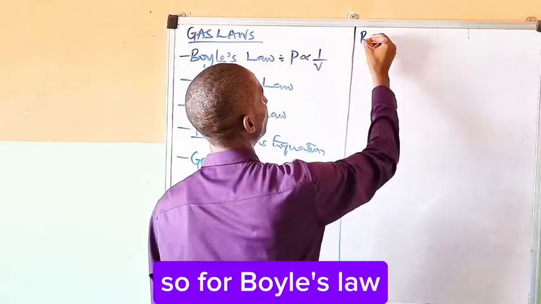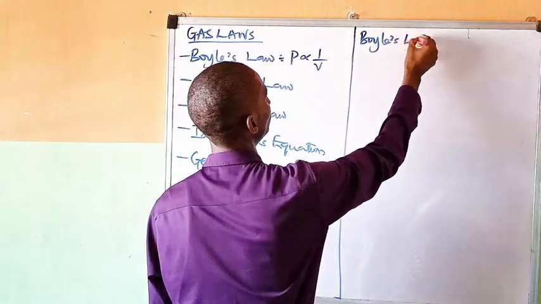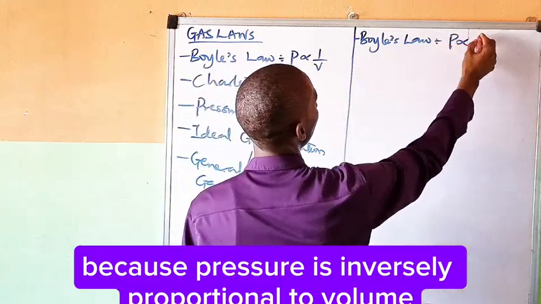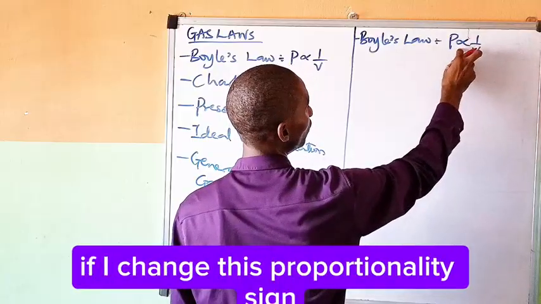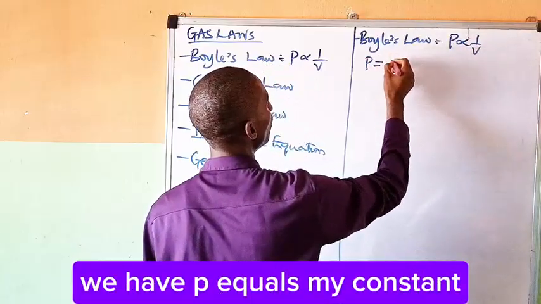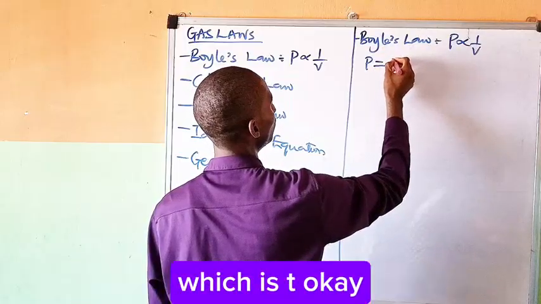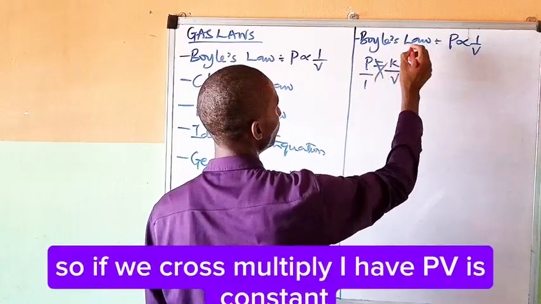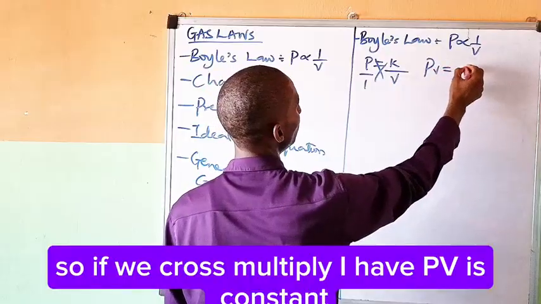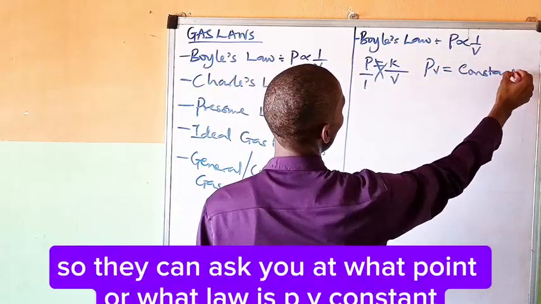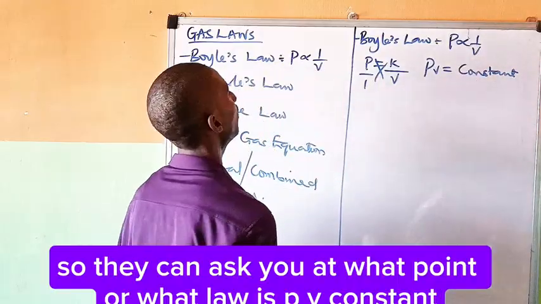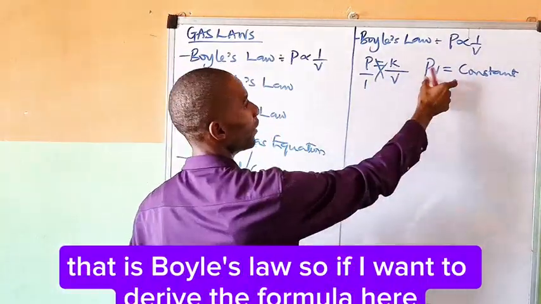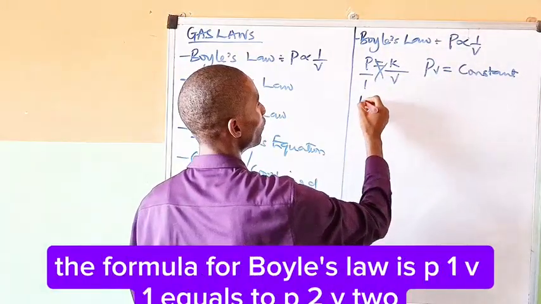So for Boyle's law, because pressure is inversely proportional to volume, if I change this proportionality sign, I will have P equals my constant K over V. So if we cross multiply, I have PV is constant. They can ask you at what point or what law is PV constant? That is Boyle's law.